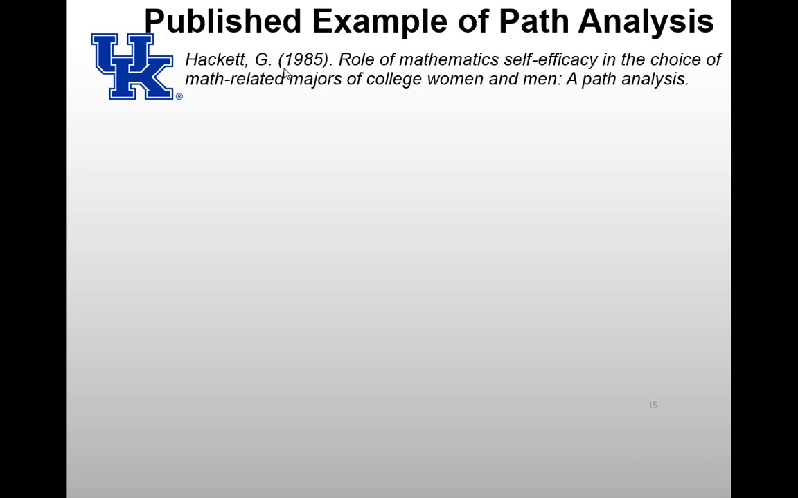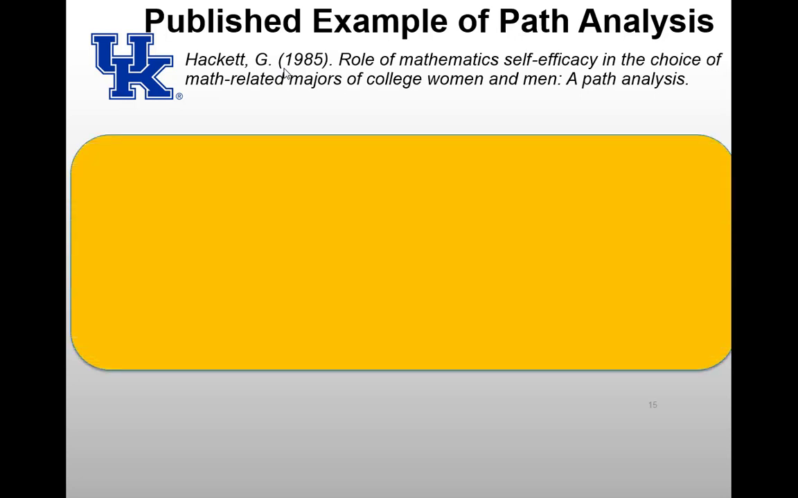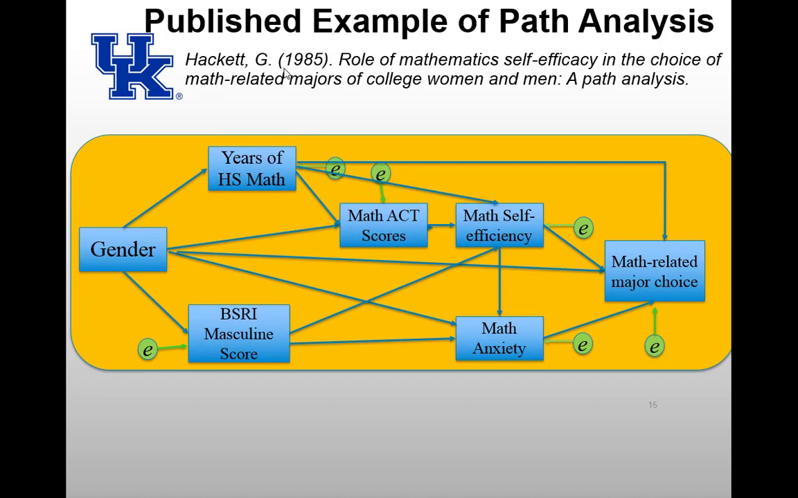We have some published examples of path analysis. There are a lot. If you go into the literature review, you can easily come up with a lot of path analysis research studies. One of these I'm going to show you is way back in the 1980s, but I think it's kind of interesting because they want to know the role of mathematics self-efficacy in the choice of college men and women's math-related majors.